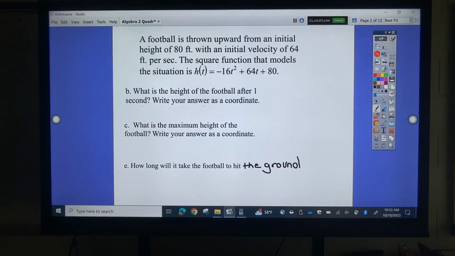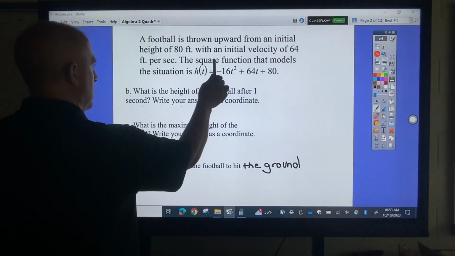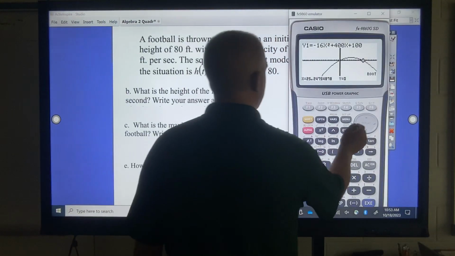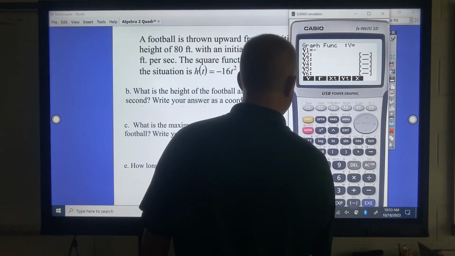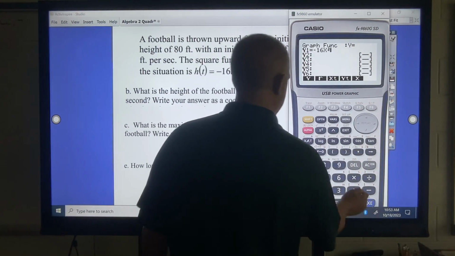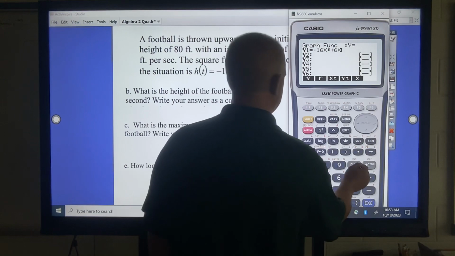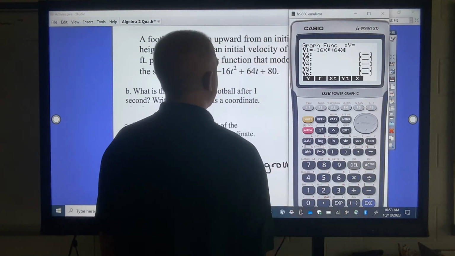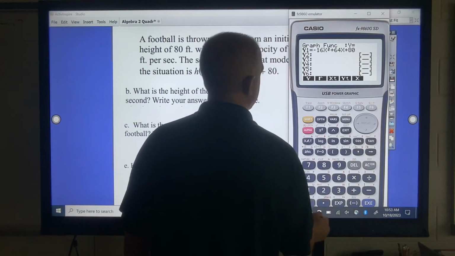Okay, let's do another one. It says a football is thrown upward with an initial height of 80 feet. Here's the equation. What is the height of the ball? So I'm going to go in. Let's retype this: -16x squared plus 64x plus 80.